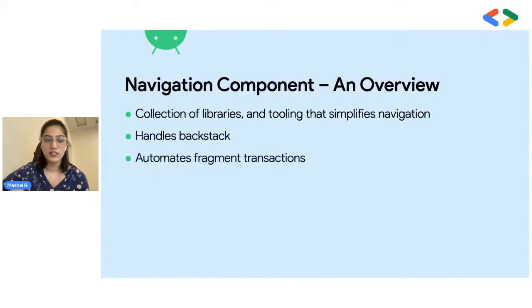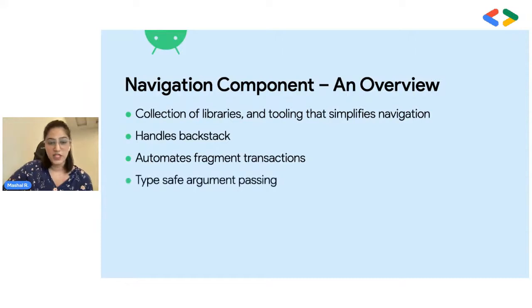It also handles fragment transactions, which is, as in when we identify a transaction from one destination to another, it automatically handles the navigation from one destination to another. We just have to identify the destination we want to go to in the graph, and then simply call that action in our code. It also handles type-safe argument passing, as in when we move from one fragment to another, we can identify or send data from one fragment to another.